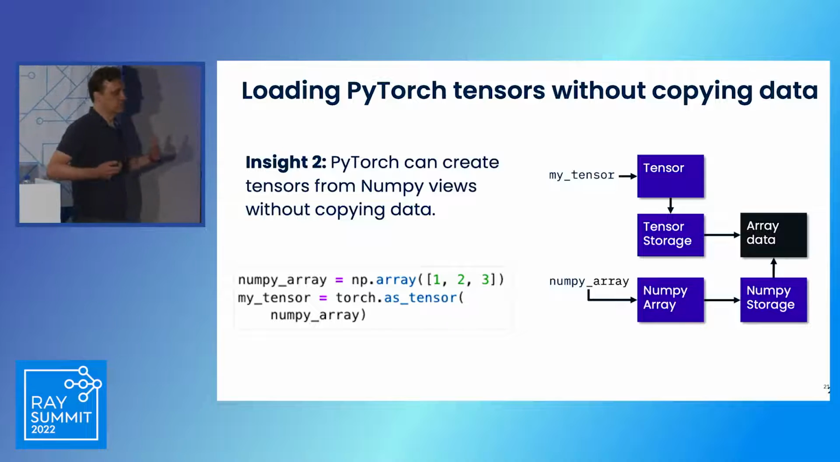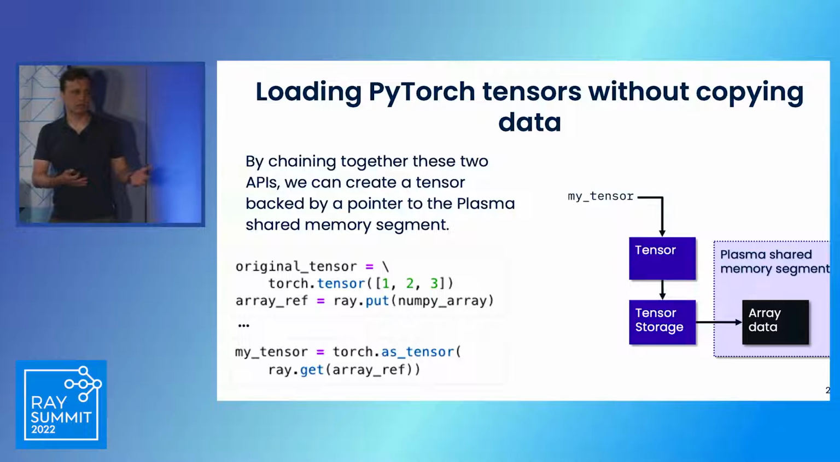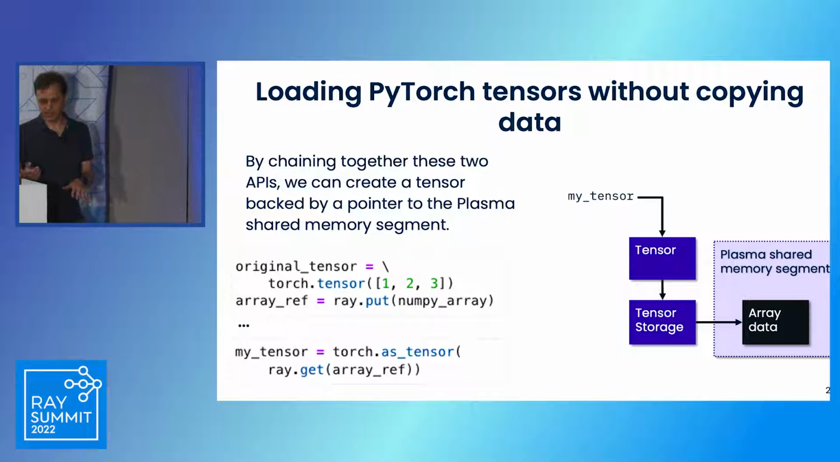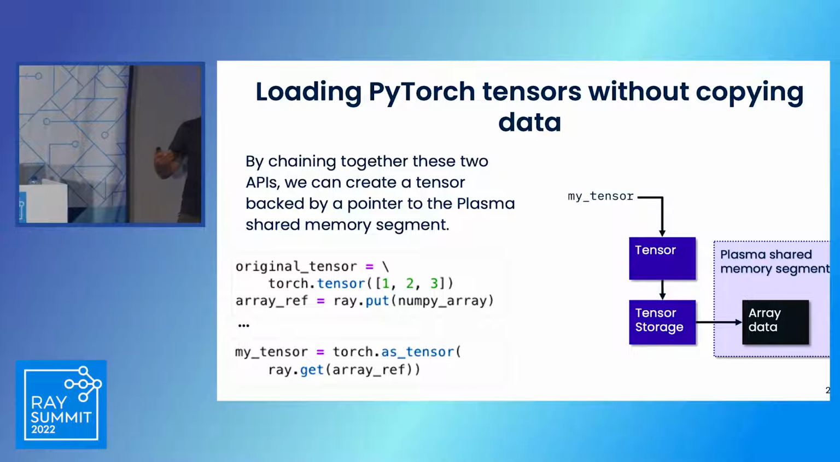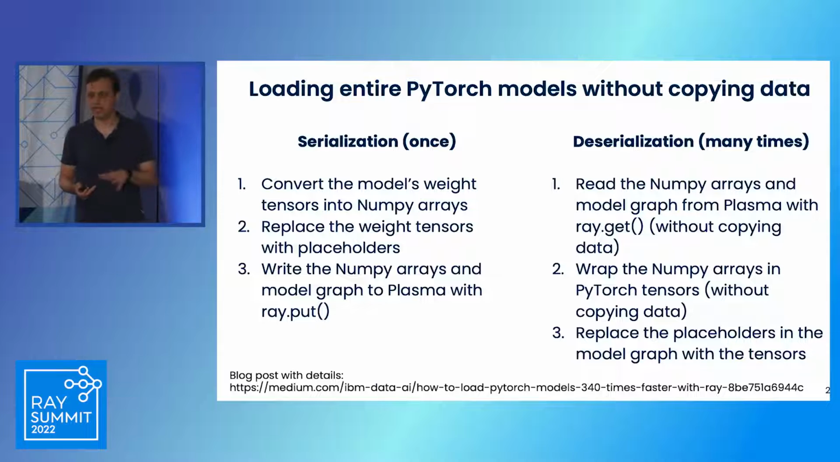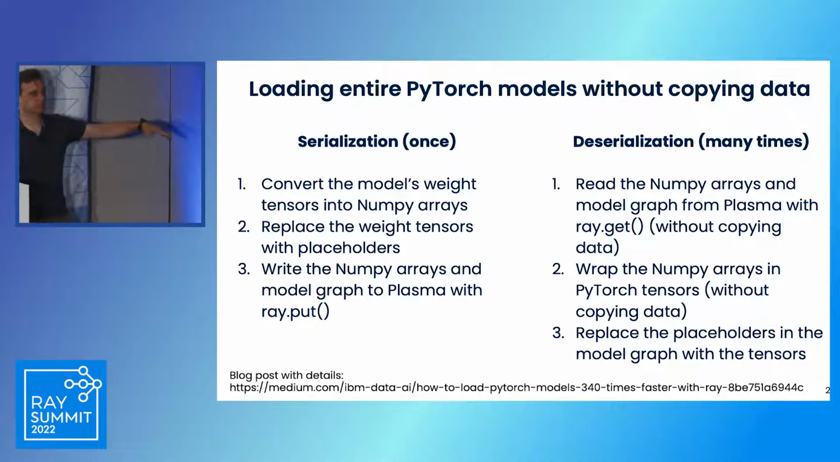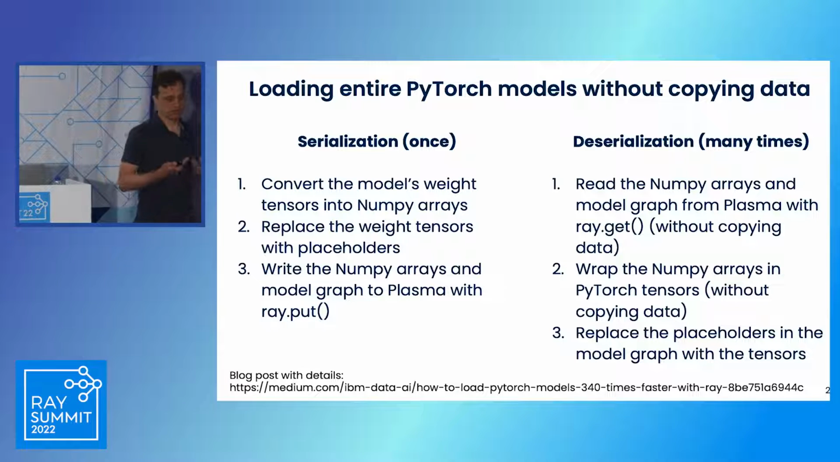So if we chain these two operations together, we can create a procedure for loading a tensor of model weights out of Ray's Plasma object store without doing any copy operations. And once we have that way to load a single tensor, we can, of course, power this up to loading all of the tensors that comprise the model's weights and plugging them into the model. And that gives us a three-step process for serializing a model to Plasma, so we can do loading of the model with 0 copies, and a three-step process for reloading the model.